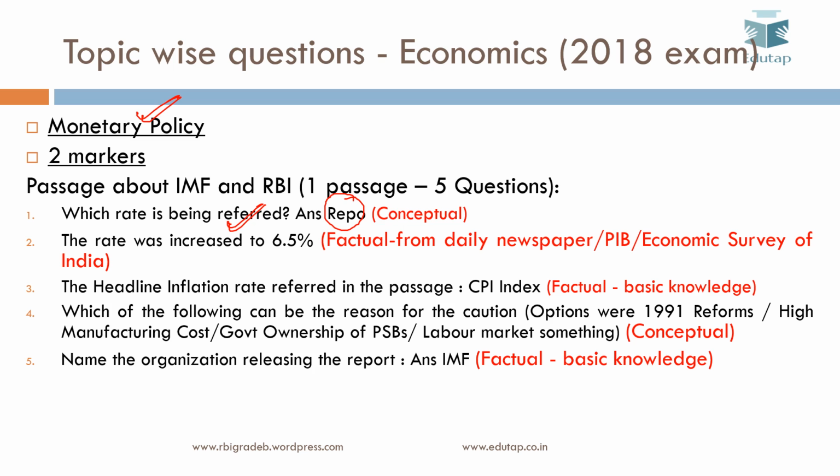Then you can see the second question, the rate was increased to how much? Now this is a factual question. Okay, if you are keeping a tab, if you're updated with the daily happenings, you would be able to quickly spot on the answer for this. Okay, then comes your headline inflation rate, which is referred to in the passage as what? So it is CPI index. So now this is a basic knowledge that you have. Okay, so again you can see that a mix of all the 3 areas can be found here, your concept based, your daily updations, and a very basic knowledge that you have.